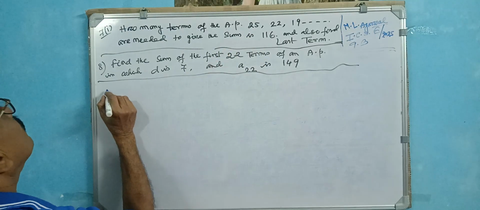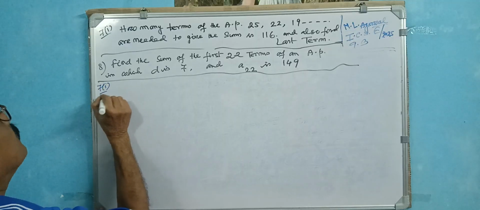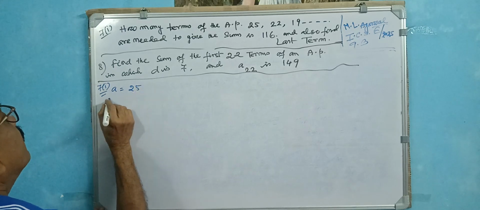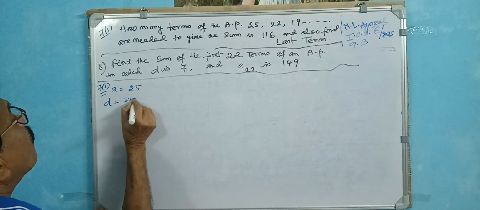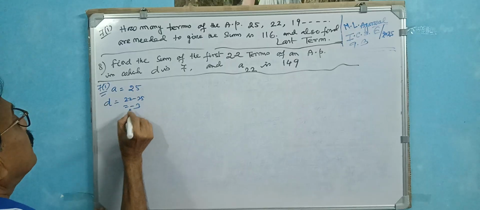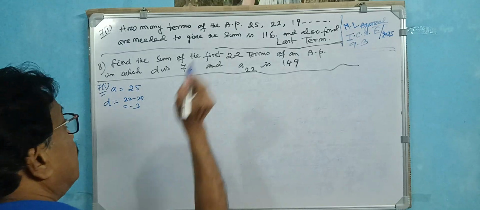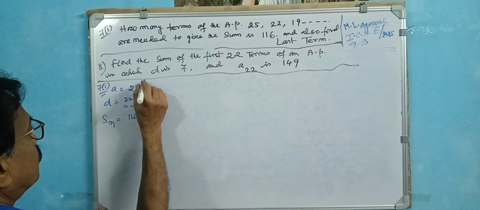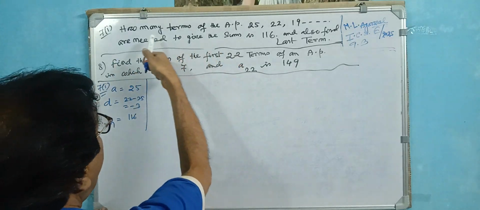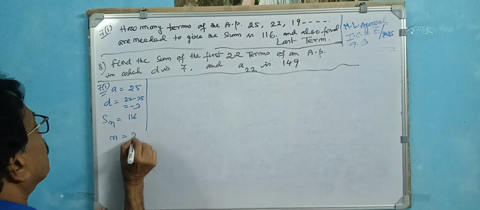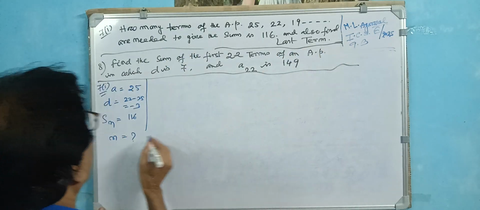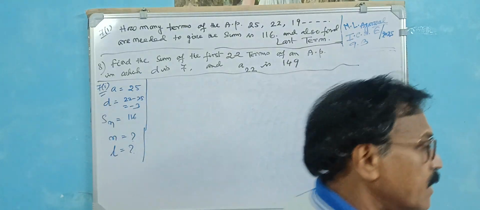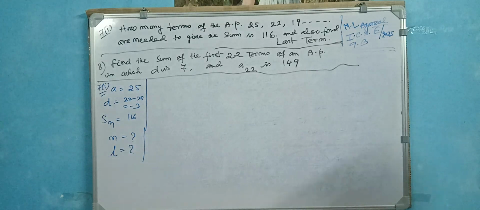A is given, A is 25. D is 22 minus 25, this is minus 3. And the sum is 116. We need to find the number of terms, and also find the last term, L. These three items are given and two are unknown. You just find out these.